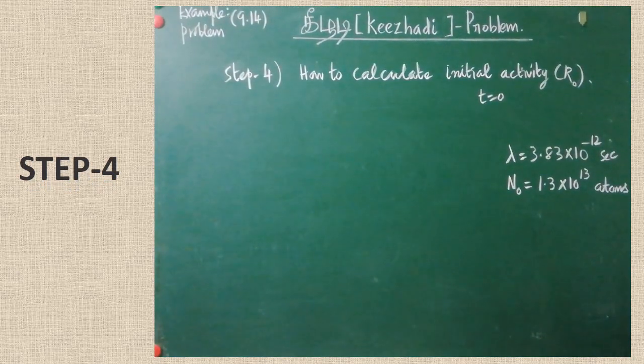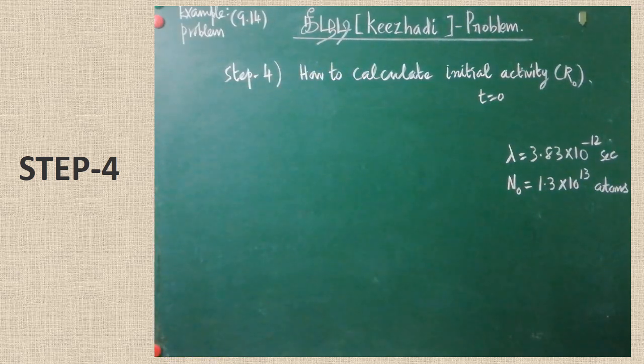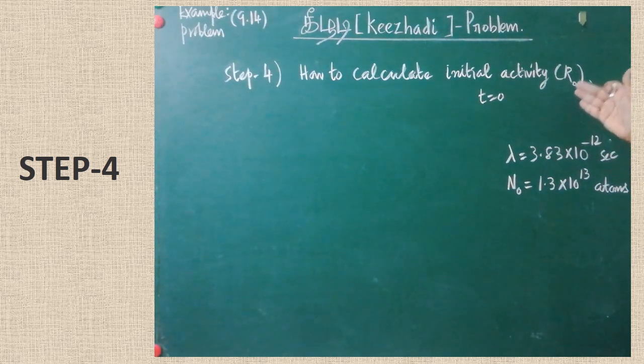Now I am going to teach you step 4. Here we are going to calculate the initial activity, that is called R naught. What is R naught? The number of decays per second that is to be calculated when the time t is equal to 0. Initially, when the decay starts, when the specimen was alive, we have to calculate the initial activity. That initial activity is called R naught, the number of disintegrations per second when t is equal to 0.